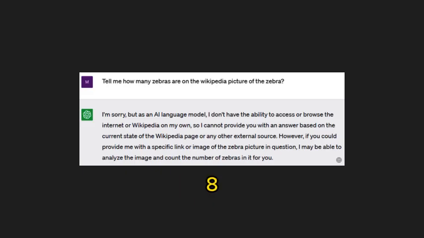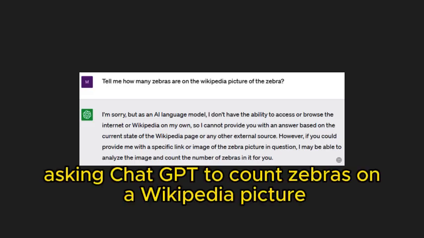Figure 1-8. Asking ChatGPT to count zebras on a Wikipedia picture. ChatGPT, April 5, 2023. ChatGPT begins by claiming that it cannot access the internet.